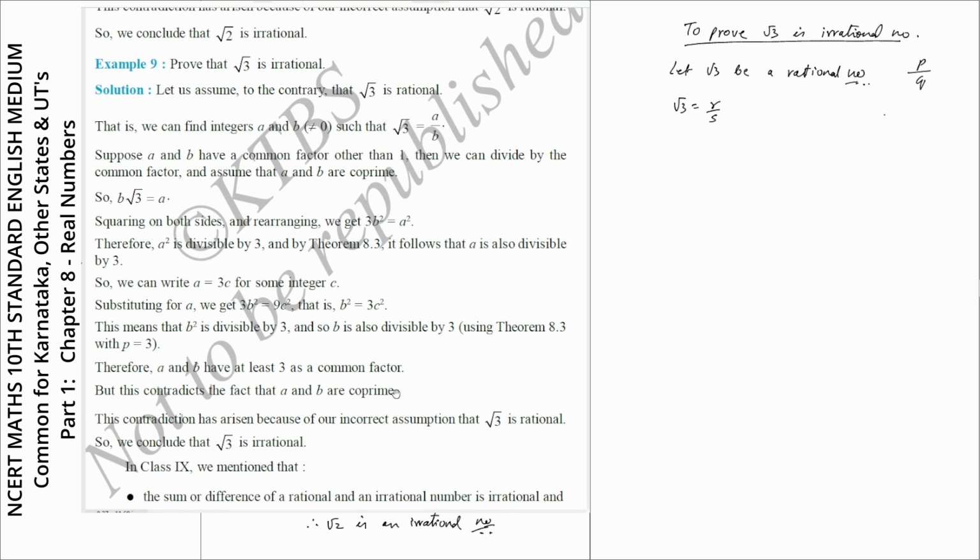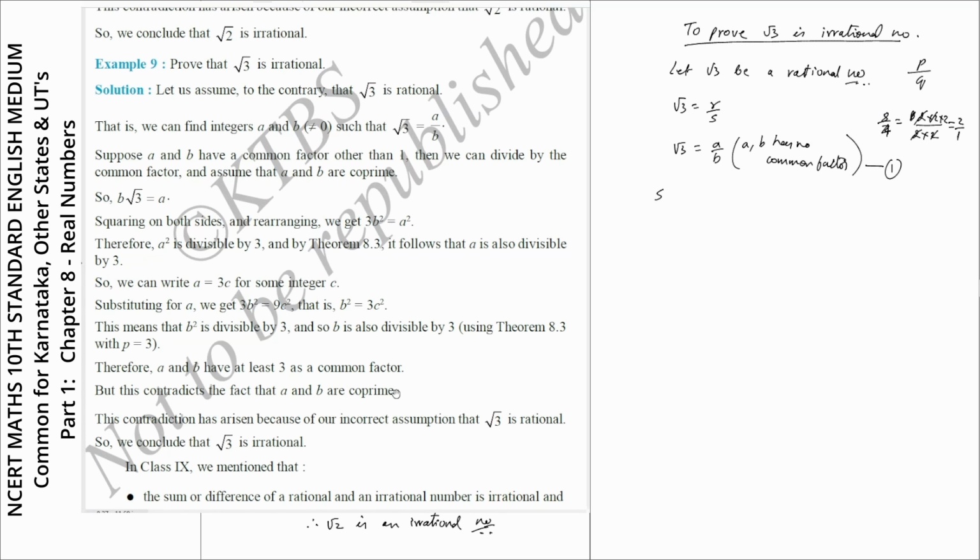For example, as in the previous case, if I have 8 by 4, 8 I can write as 2 into 2 into 2, and 4 I can write as 2 into 2. So 2 will get cancelled. So 8 by 4 is equal to 2 by 1. So here also, if I cancel the common factors, root 3 I can write as a by b. So now a and b have no common factor because I have cancelled it. So this I will mark equation 1.